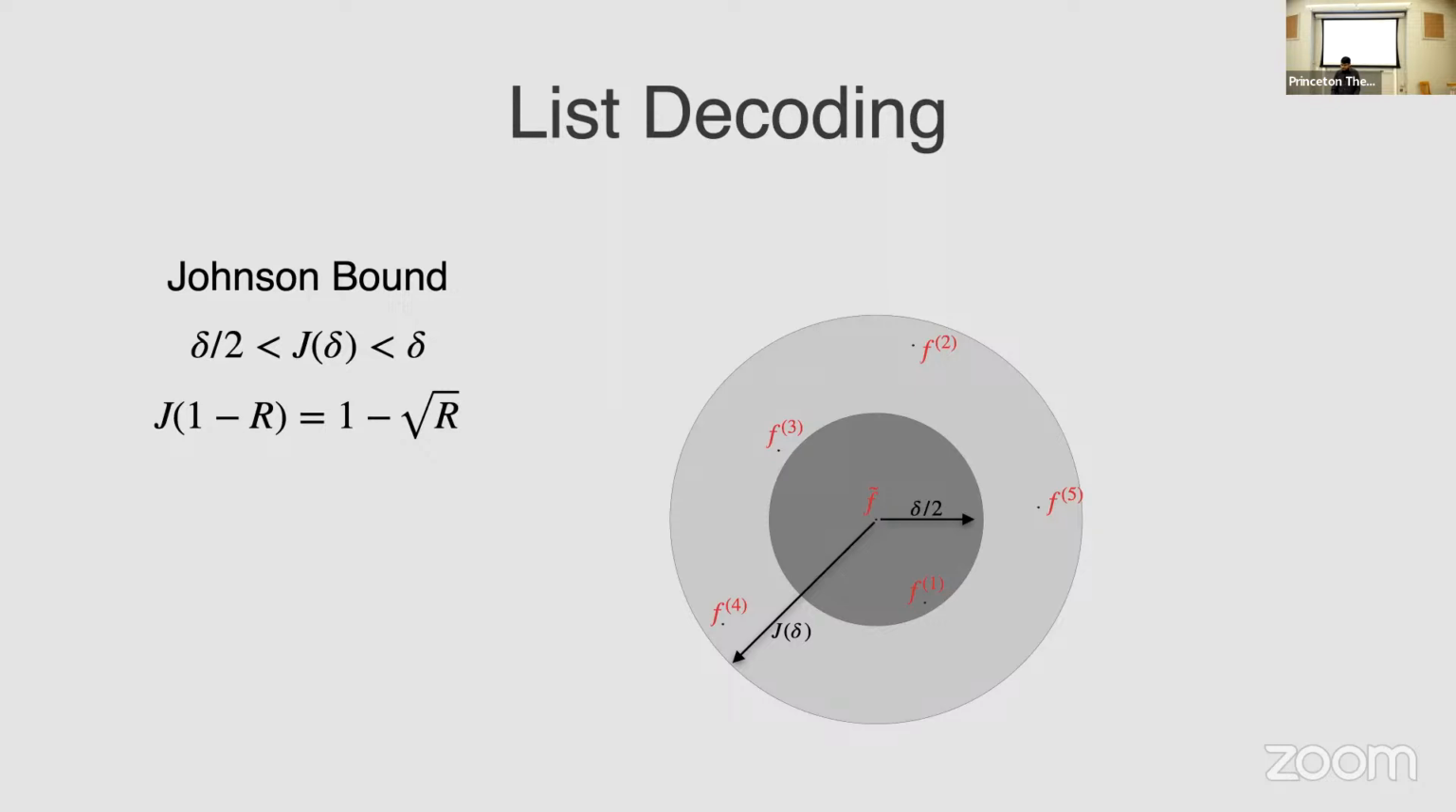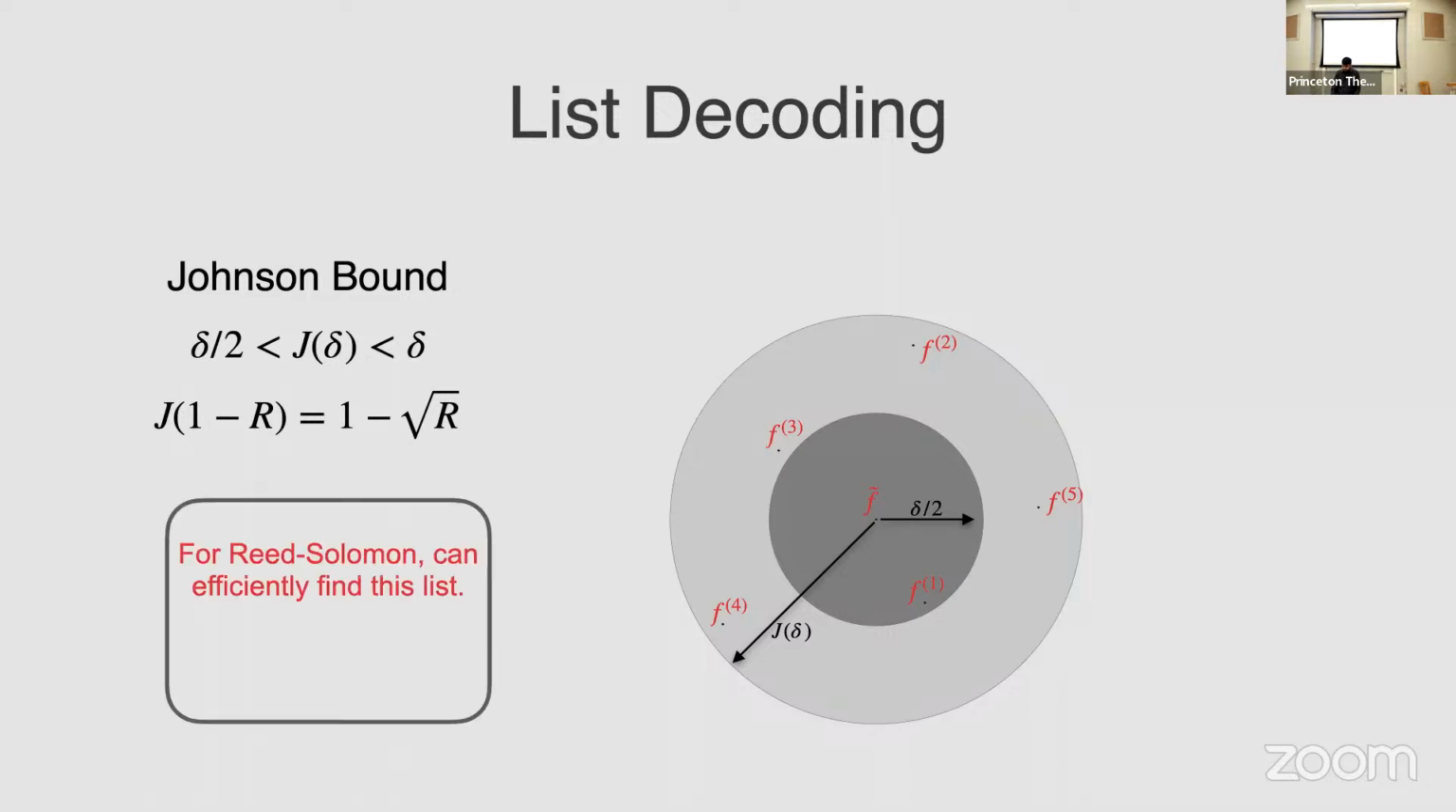Okay. And in a lot of applications, it turns out that uniquely recovering one of the code words is not as important as improving the errors corrected. For Reed-Solomon codes in particular, we can efficiently find this list. And this was due to this very influential work of Guruswamy and Sudan in the late 90s.